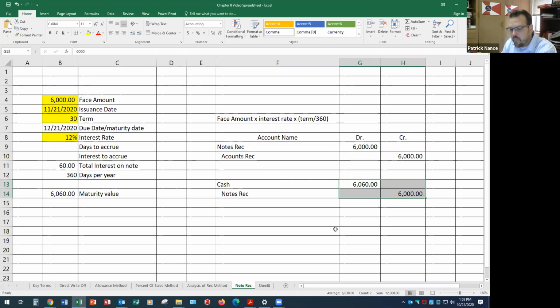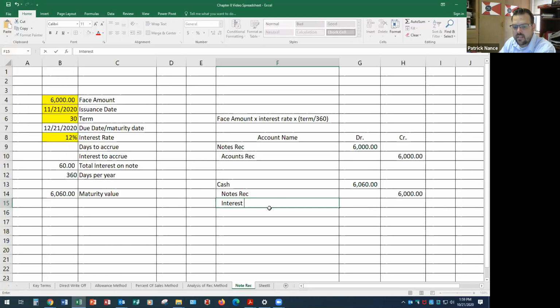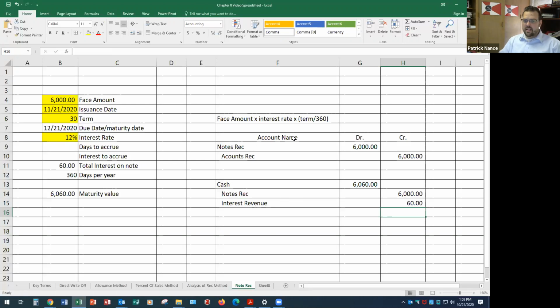But obviously, as we don't balance, we can't be done with this entry. So the other part is interest. And in this case, since we are earning this interest based on letting them have more time to pay, it is interest revenue for $60. So that would be the remainder of the $60 difference would be interest revenue and be booked as such. So that would be all fine and dandy if that worked.